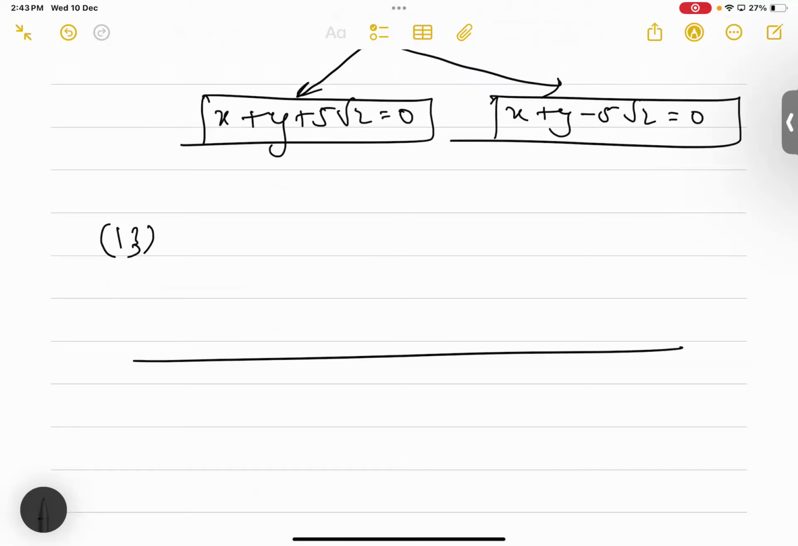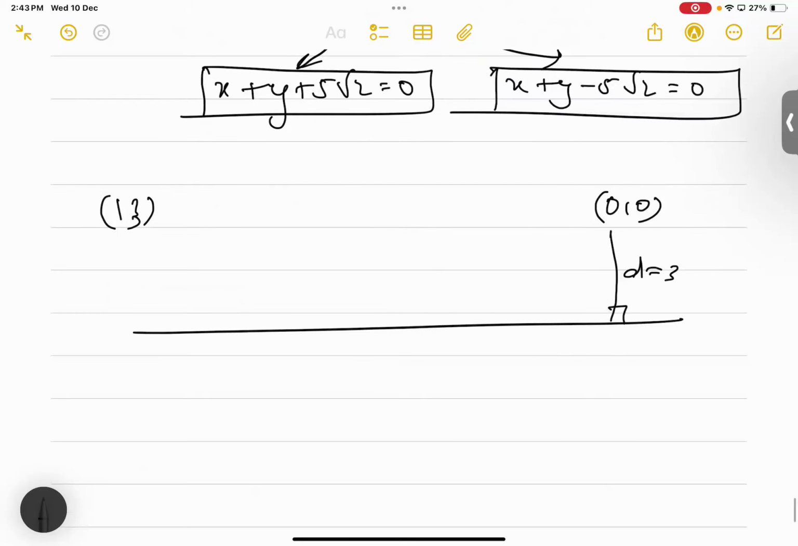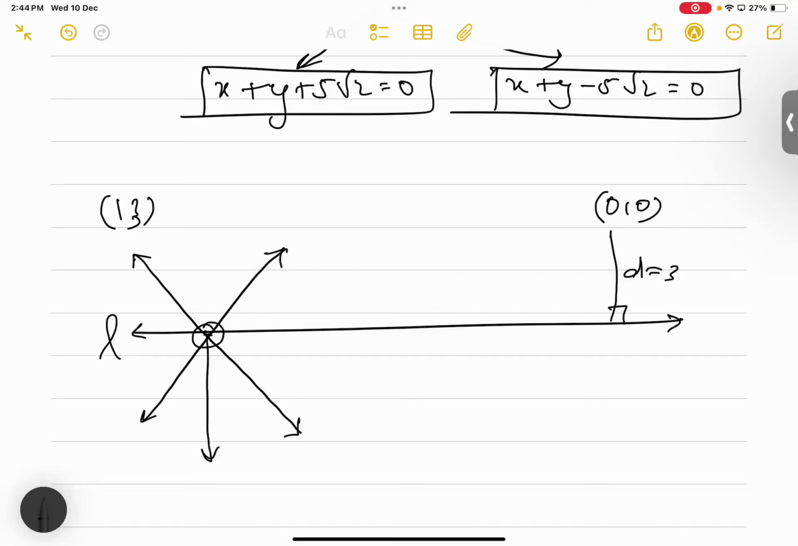Now there is one line whose distance from the origin is how much? 3 units. So this distance is equal to 3, right? And this line L is passing through the point of intersection of two different lines. So this L equation we need to find out. How to get this particular point of intersection? Solve the two equations simultaneously.